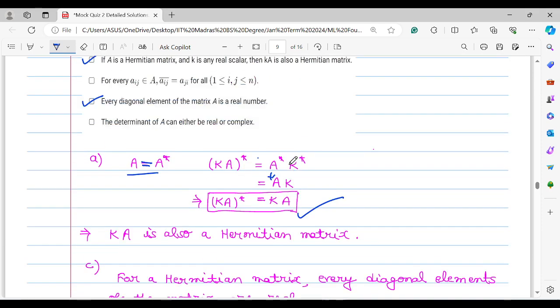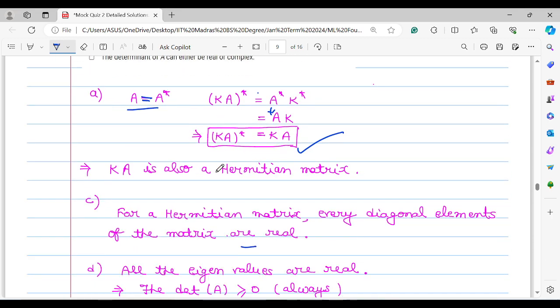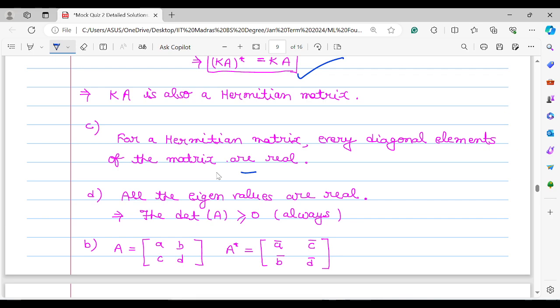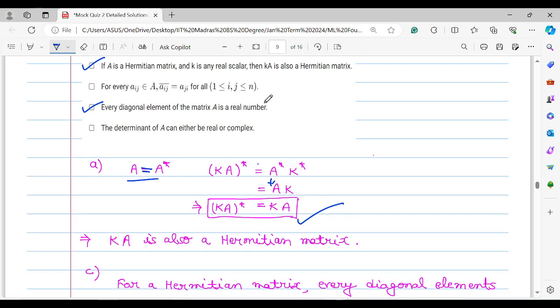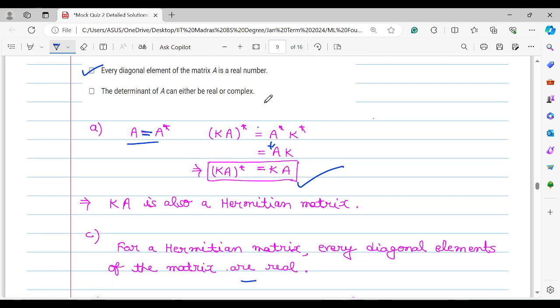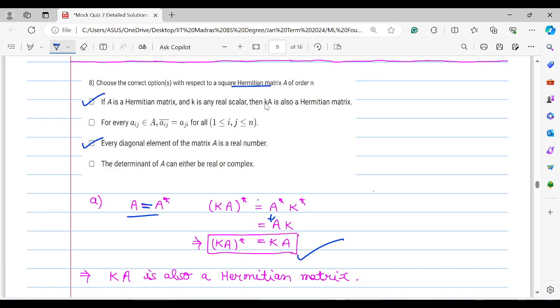For option D, what is given? The determinant of A can either be real or complex. We know that all the eigenvalues are real in case of a Hermitian matrix. In case of a square Hermitian matrix, all the eigenvalues are real, and the product of eigenvalues is the determinant. Because the eigenvalues are real, the determinant of A will always be real. So it cannot be complex. So this option is incorrect.